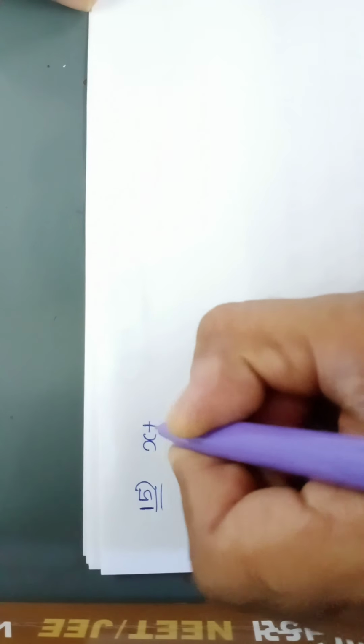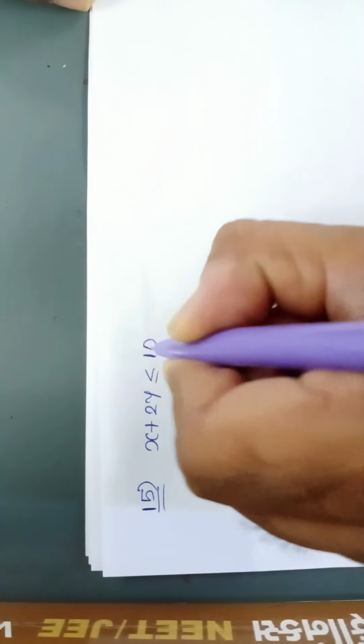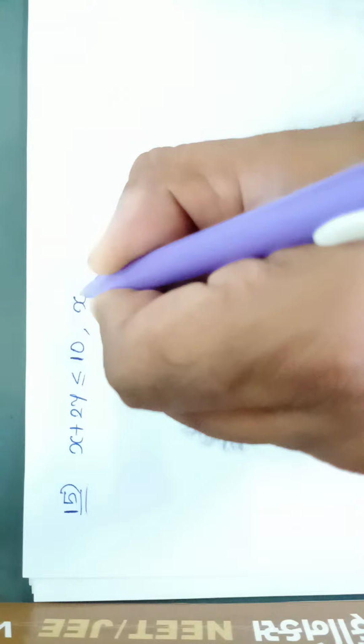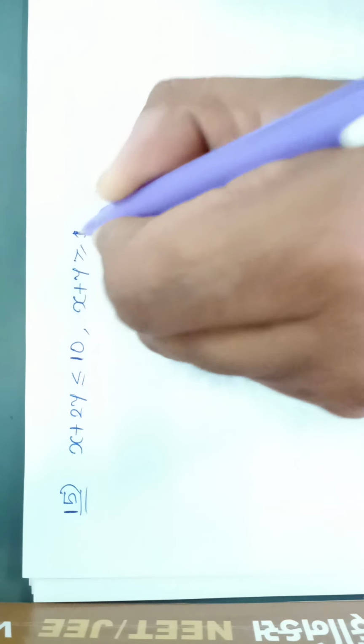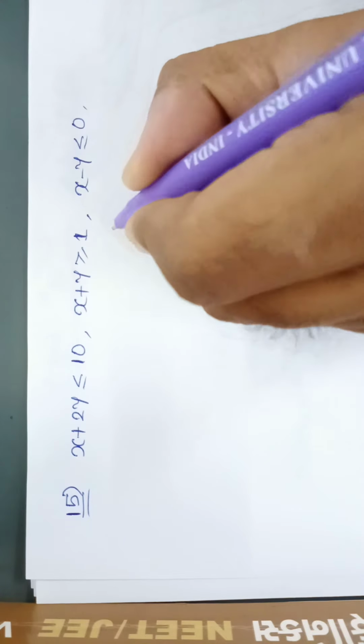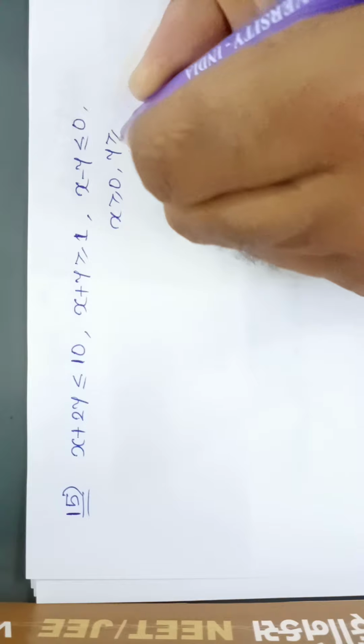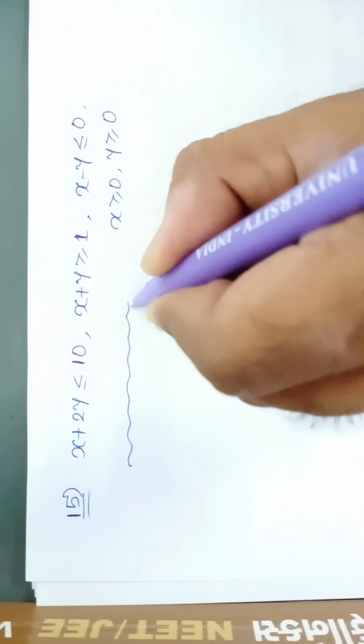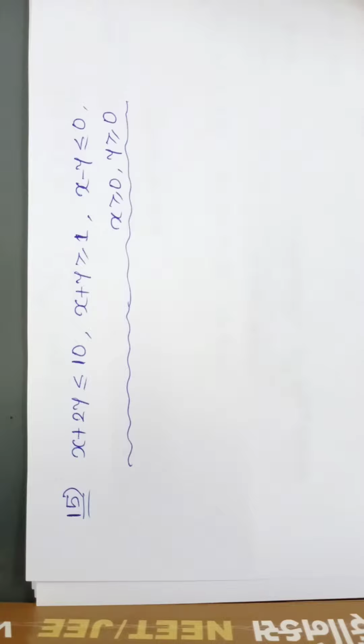Now the next question is also related to inequalities. The inequalities are in question number 15. The inequalities are x plus 2y less than or equal to 10, first one. After that, x plus y greater than or equal to 1. X minus y less than or equal to 0. X greater than or equal to 0 and y greater than or equal to 0. So x greater than or equal to 0, y greater than or equal to 0, always represents the first quadrant.